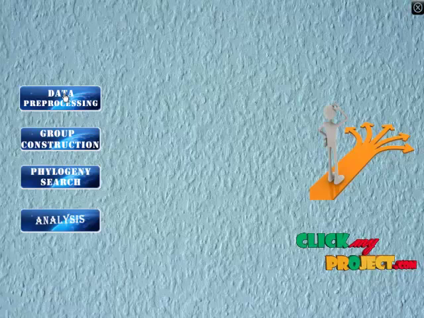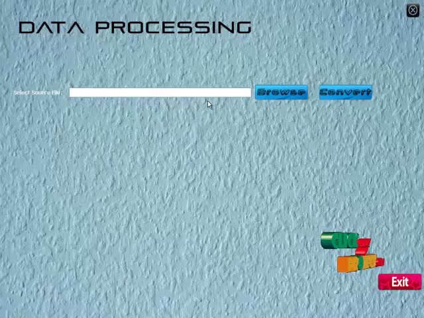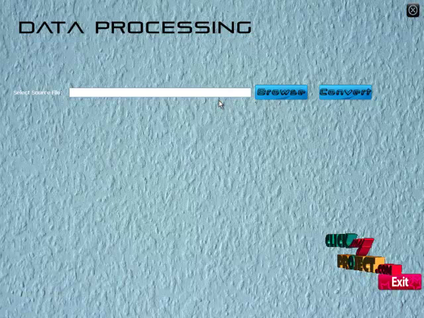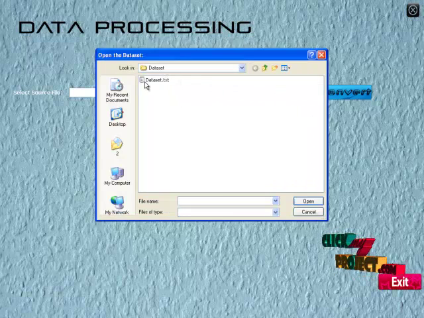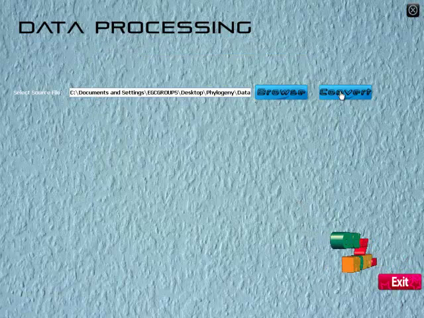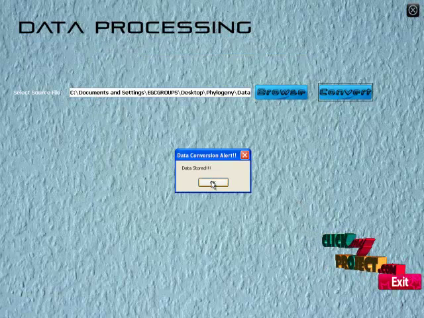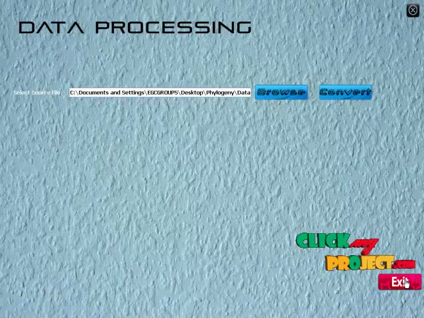Data pre-processing is the first step of our project demo. In the data pre-processing, we extract the dataset into the database. First we select the database. Click browse and select the dataset name. Then click convert. The data will be stored in our database. Now we exit the data pre-processing. Next we go to the group construction.